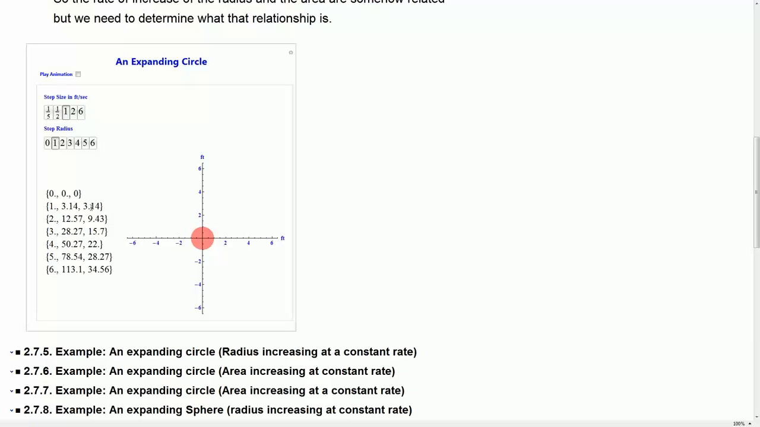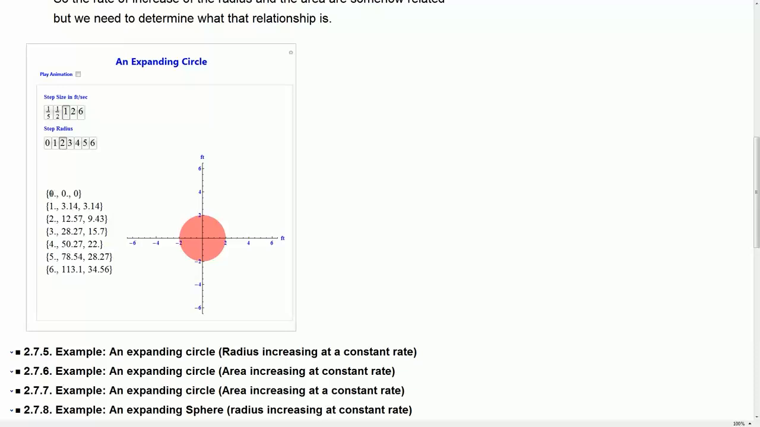This last number is how much it's changed since I stepped up 1. This is how much it's changed. So obviously it went from 0 area to 3.14. So the net change over that first foot of radius change is 3.14. Now if I step to the second foot, so 2 foot radius, now my area is 12.57. That's a change of 9.43.